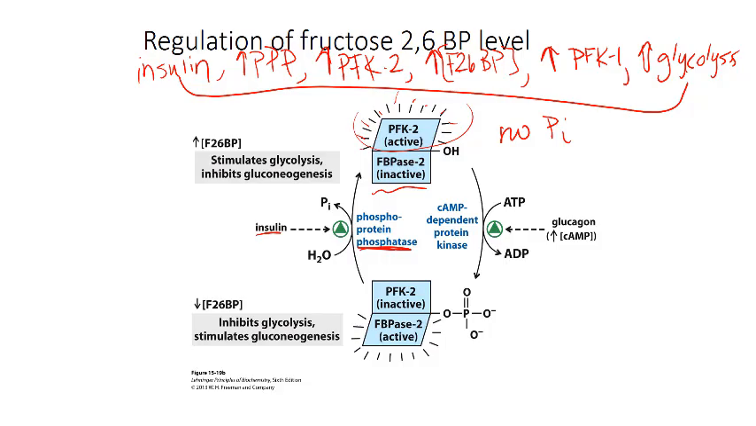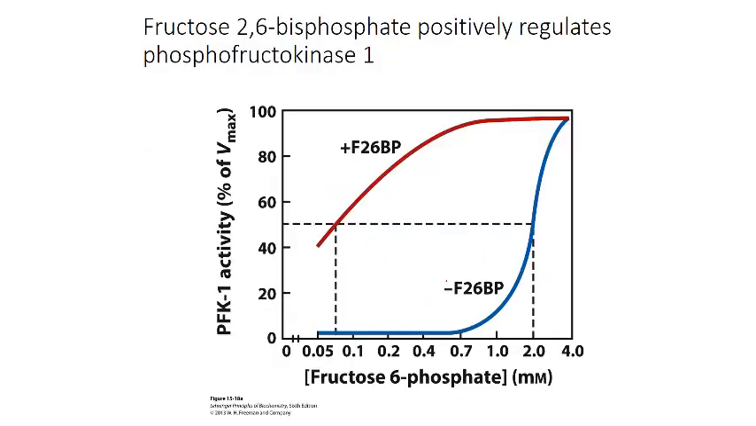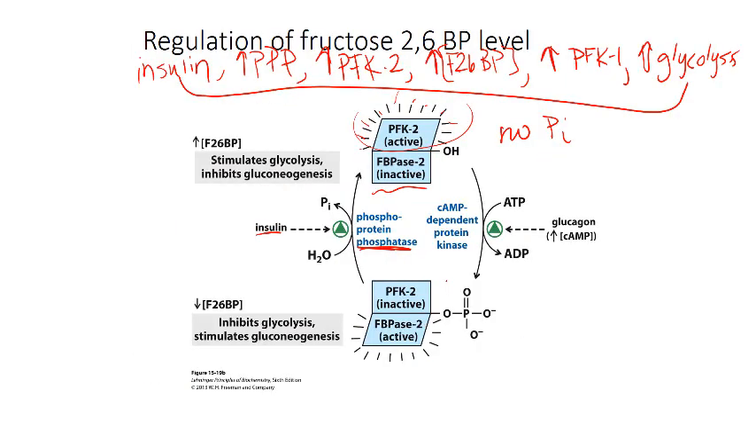Okay, so if we go back, fructose 2,6-bisphosphate is a modulator that activates the activity of PFK1. Does that make sense? Does that answer your question? And it also inhibits FBPase1. So it's turning on glycolysis and turning off gluconeogenesis by activating and inhibiting the enzymes at that step. I'm sorry, I'm doing a lot of wax on, wax off today. Okay, so that's how the body would respond to an insulin signal.